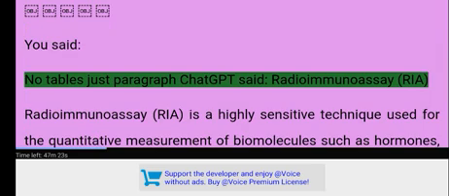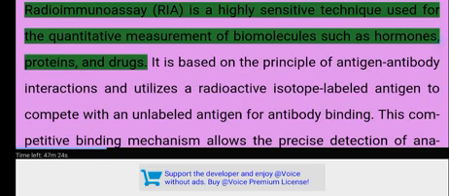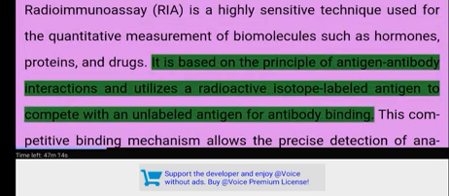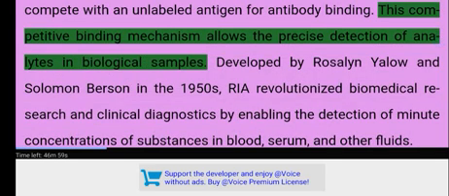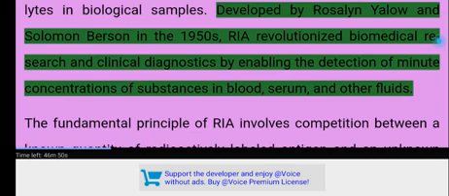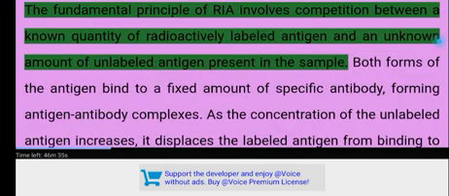ChatGPT said: Radioimmunoassay, RIA. Radioimmunoassay, RIA, is a highly sensitive technique used for the quantitative measurement of biomolecules such as hormones, proteins, and drugs. It is based on the principle of antigen-antibody interactions and utilizes a radioactive isotope labeled antigen to compete with an unlabeled antigen for antibody binding. This competitive binding mechanism allows the precise detection of analytes in biological samples. Developed by Rosalyn Yalow and Solomon Berson in the 1950s, RIA revolutionized biomedical research and clinical diagnostics by enabling the detection of minute concentrations of substances in blood, serum, and other fluids.